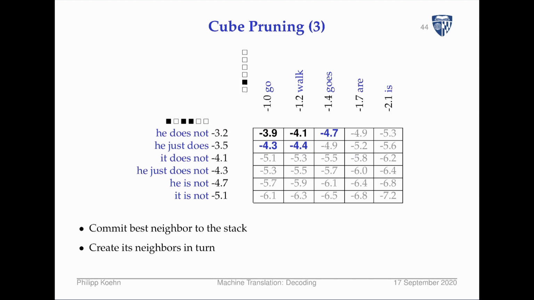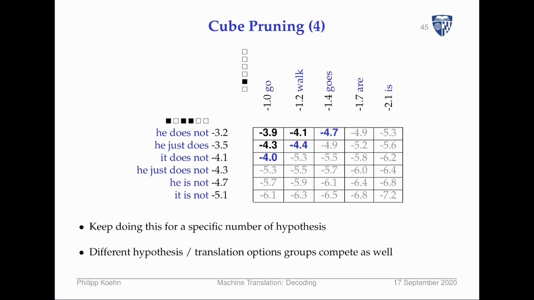Next, we're going to expand the one. We basically say, okay, this is a good one. This is the best one of the two, so we commit to it. We actually add it to the stack, and then we explore its neighbors. So these are now the new neighbors. At this point, we would say that this one looks best next. So this is the one we're going to commit to next and explore its neighbors.